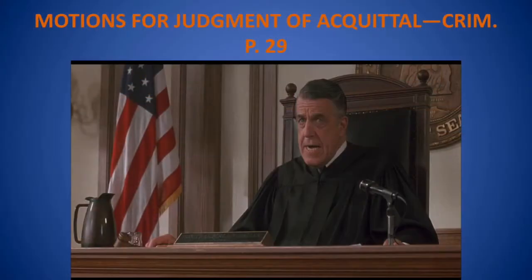In criminal jury trials, the defense may make a motion for a judgment of acquittal either at the close of the prosecution's case or at the close of all the evidence. Motions for judgment of acquittal are governed by Rule 29 of the Colorado Rules of Criminal Procedure. I will not read the rule here, but you should review it. How should you resolve a motion for a judgment of acquittal?